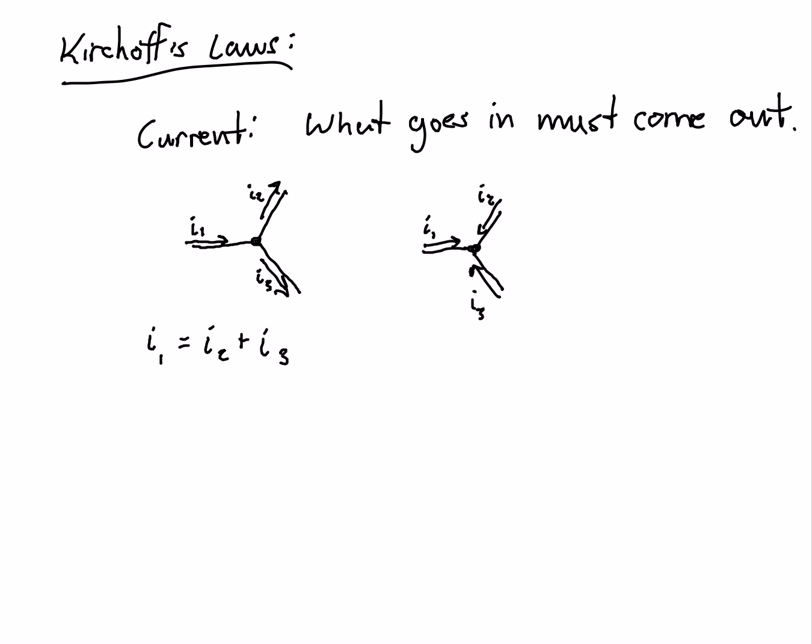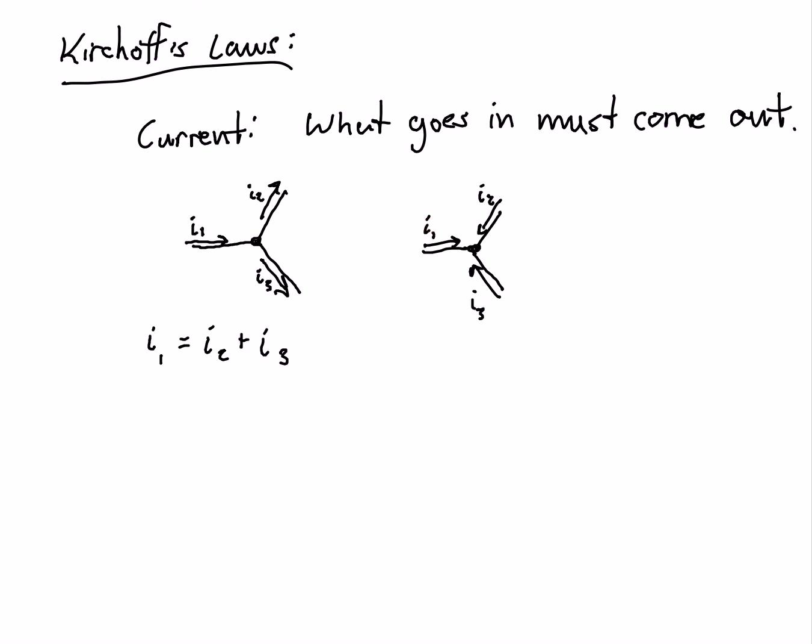Note that with each variable name for current, I1, I2, and I3, I defined a direction associated with that current, and it's really a sign convention. The way Kirchhoff's law applies depends on that sign convention. So here there was I1 going in, I2 and I3 coming out.